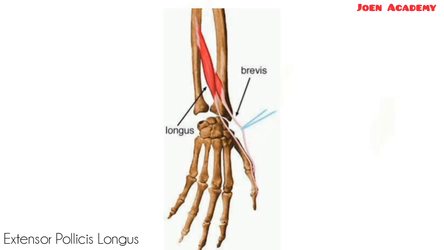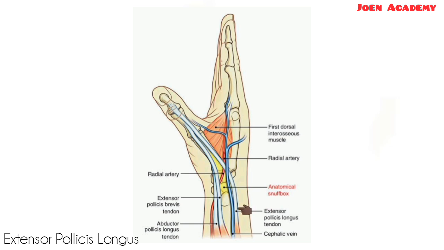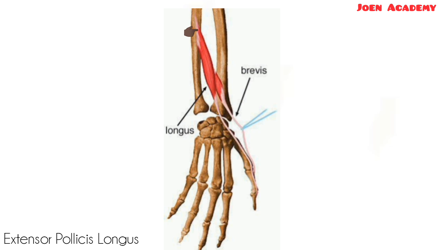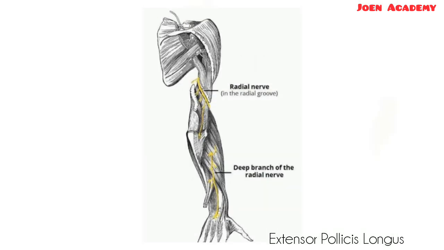The extensor pollicis longus muscle has a larger muscle belly than the extensor pollicis brevis. Its tendon travels medially to the dorsal tubercle at the wrist, using the tubercle as a pulley to increase the force exerted. The tendon of the extensor pollicis longus forms the medial border of the anatomical snuff box in the hand. It originates from the posterior surface of the ulna and interosseous membrane. It attaches to the distal phalanx of the thumb. The action is that it extends all joints of the thumb, which are carpometacarpal, metacarpophalangeal and interphalangeal. The nerve supply is the same as that of extensor pollicis brevis.